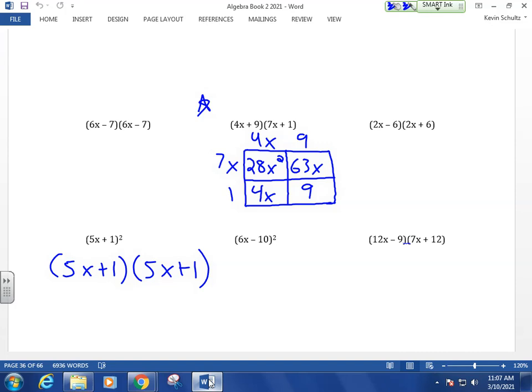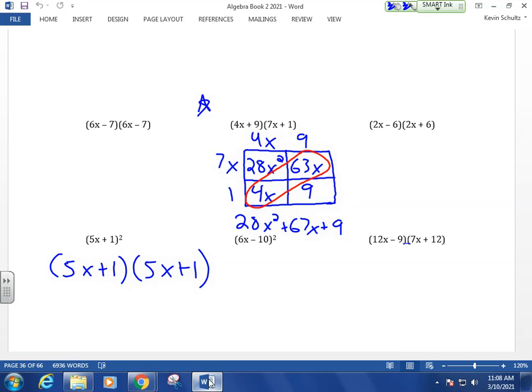So same result, right? We get an x squared term. We get two x terms that we can combine. 63x and 4x are like terms here. And then we have a constant. Just a different way to do it. Our final answer, 28x squared plus 67x when we combine our 63x and our 4x, plus 9. Nifty, isn't it?